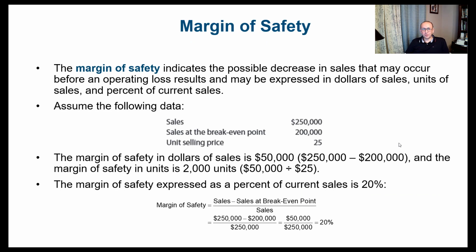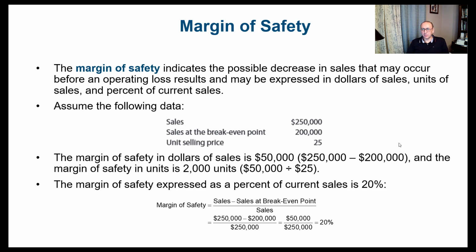Another thing that we're going to learn briefly is something called the margin of safety. The margin of safety indicates the possible decrease in sales that may occur before an operating loss results, and may be expressed in dollars of sales, units of sales, and the percentage of current sales. You can think of it as the safety margin. So, margin of safety or safety margin: how much I can still not make in sales and I'm still okay.